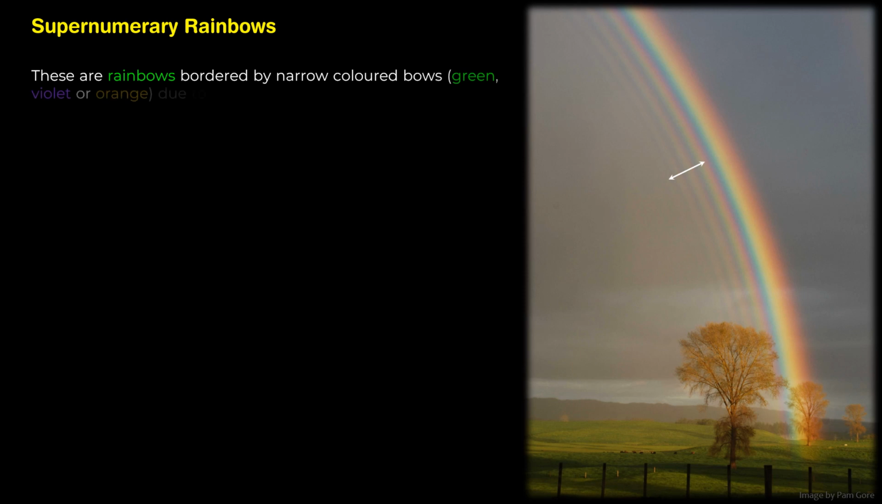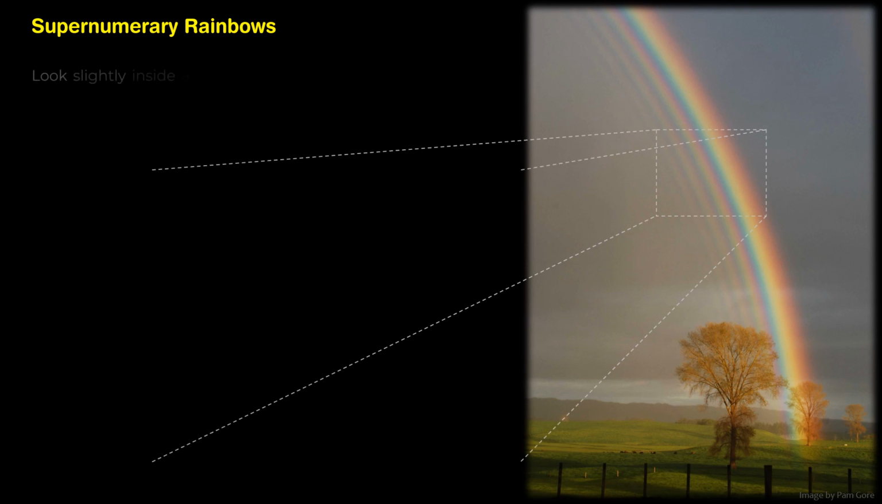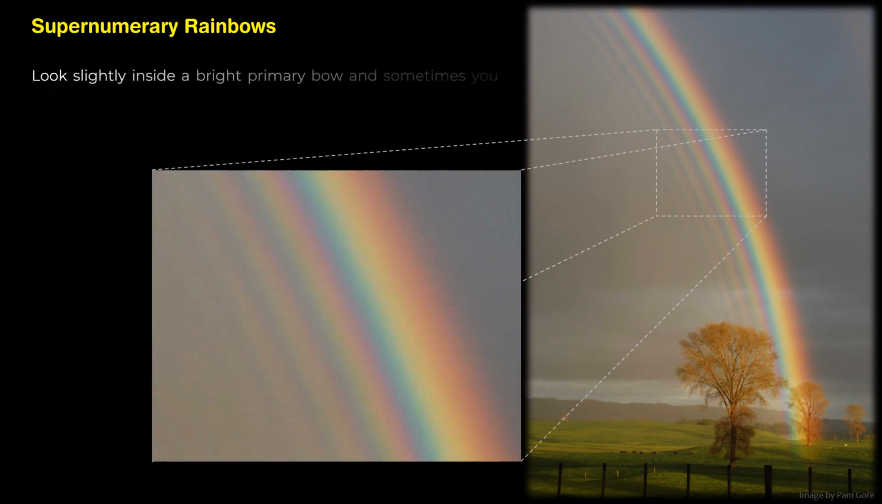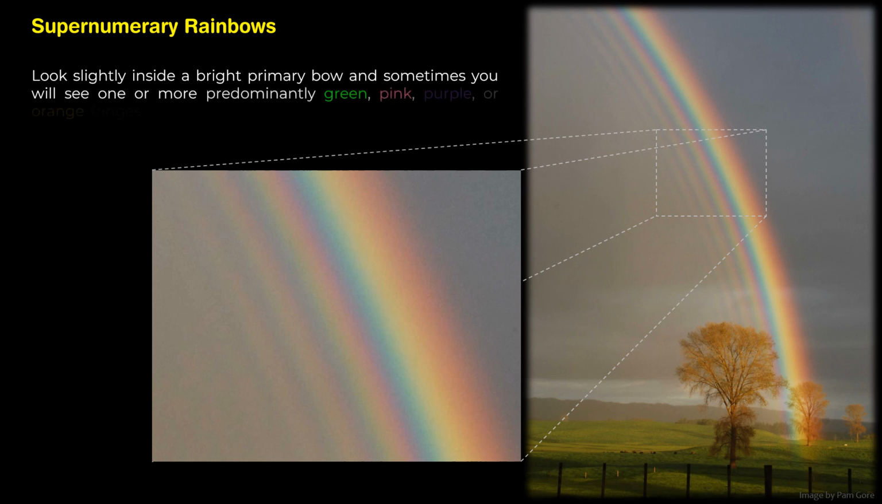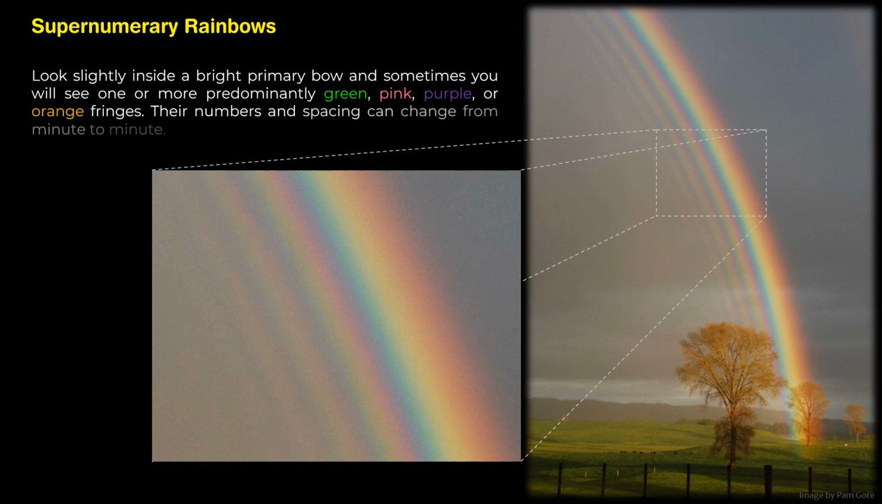Supernumerary rainbows. These are rainbows bordered by narrow colored bows, green, violet or orange, due to interference of light waves. They occur inside the primary rainbow or on rare occasions outside the secondary rainbow. Look slightly inside a bright primary bow and sometimes you will see one or more predominantly green, pink, purple, or orange fringes. Their numbers and spacing can change from minute to minute.